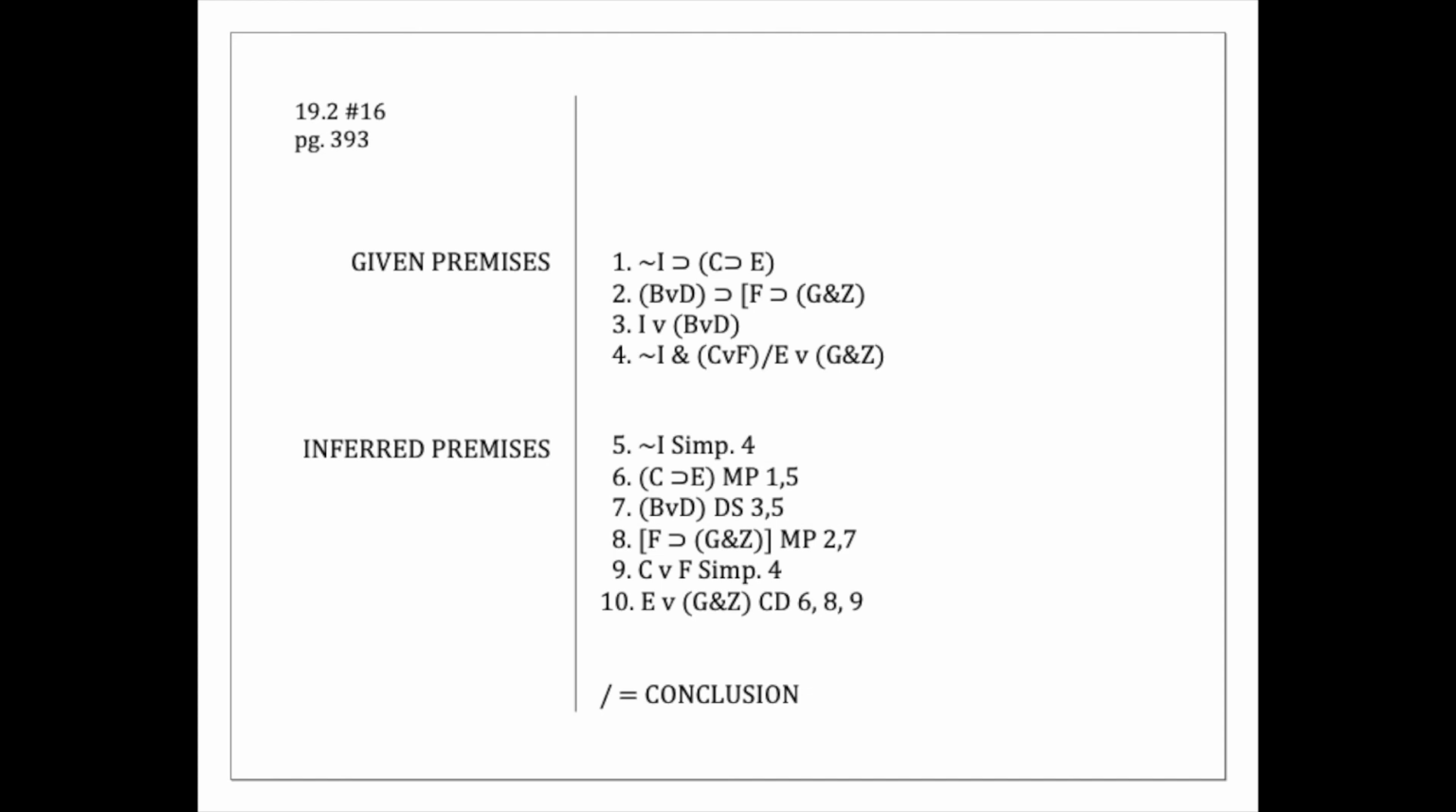And so, you can validly infer another disjunction made of the consequents of the 2 conditionals, E or G and Z, based on constructive dilemma 6, 8, and 9. So the key is to get comfortable using the constructive dilemma. Recognize when it's necessary to solve the proof and structure your inferences around the 3 elements the constructive dilemma needs.